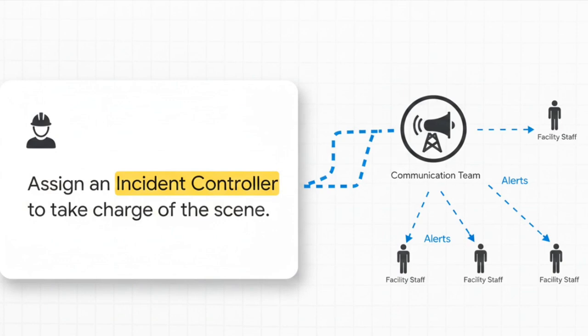Grounding this back in our chemical spill example, we would formally assign an incident controller in our document to take absolute charge of the scene. Simultaneously, we dictate that the communication team immediately alerts the rest of the facility. The crucial takeaway here is that when the gas leaks, nobody is looking around asking, who's calling this in? The algorithm has already made that decision for them.